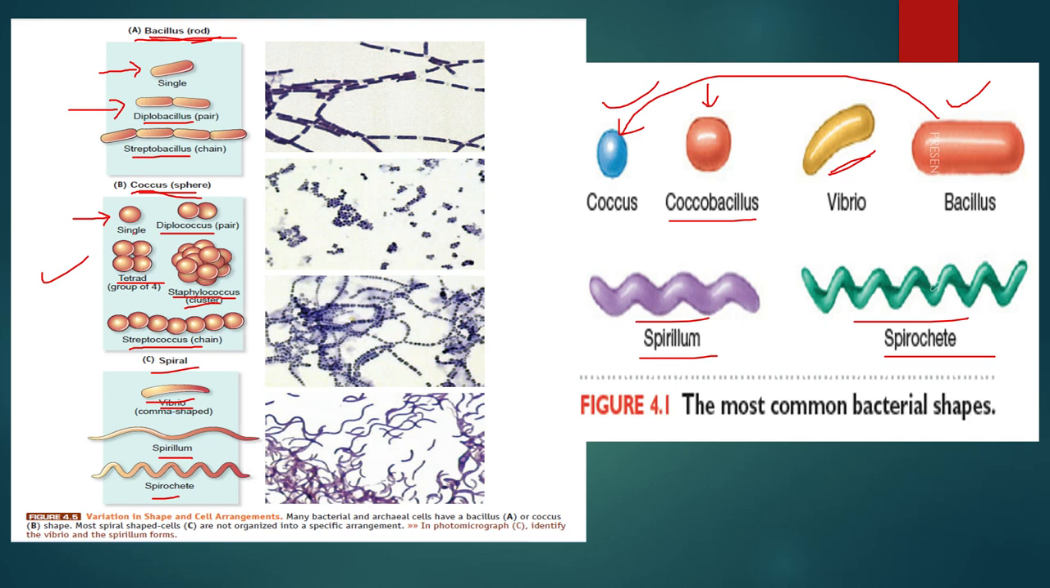So here we discussed the shapes and arrangements. Five types of shapes are there: bacillus, coccus, and spiral, under which are vibrio, spirillum or spirochetes. And their arrangements are single, diplobacillus or streptobacillus, and for coccus single, diplococcus, tetrad, staphylococcus for cluster, and chain form, that is streptococcus. Okay, so these are the shapes and arrangements.